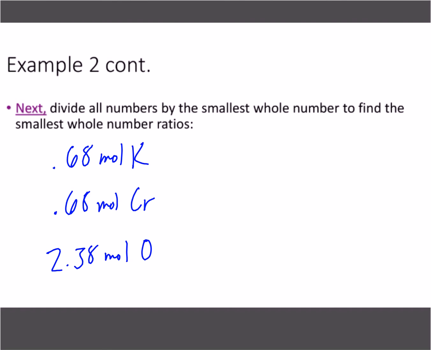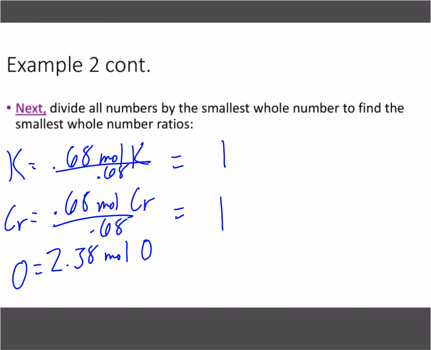So what's my smallest number here? Yeah, I'm going to divide everything by 0.68. So the top two are really easy. They are what? 1. So K equals 1, Cr equals 1, and O equals what? When I divide oxygen by 0.68, what number do I get? 3.5. All right, now, in our last problem, our first example, guys, we kind of skipped the last step because we didn't have to do anything. What's the fourth step say in our process for finding empirical formula?